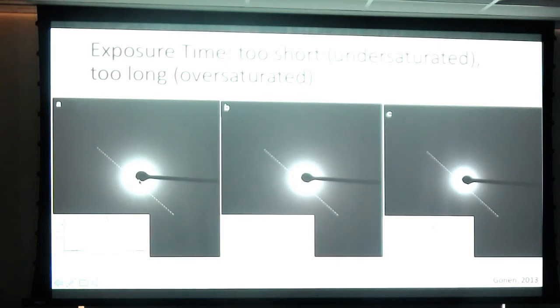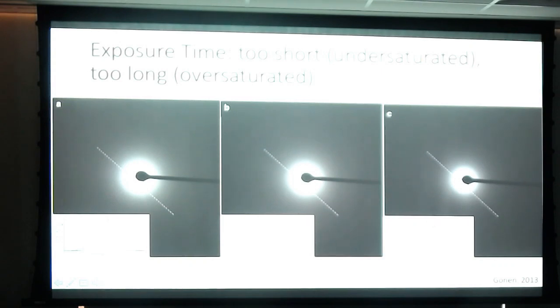But if you do a line integral along this diffraction image, and then plot the intensity like this, in the case of A, this is a little bit undersaturated. I don't know if you can tell, but this is a little bit more noisy at the top, and it's not quite saturated. Whereas in B, you expose it a little bit longer, you're still getting a nice Gaussian curve, and it's smoother, so you're getting closer to saturation, which is where you want to be. And then in C, you're exposing it too long, and you're actually oversaturating it.